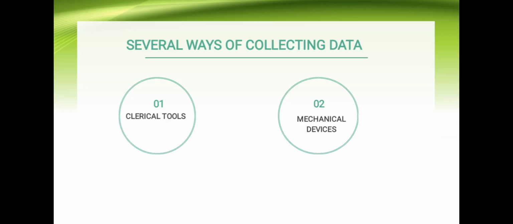So for the next slide are the several ways on how to collect data. There are two ways in collecting data. First is the clerical tools and the second is the mechanical devices. These are the main methods used for collecting data. Each method has its own use depending on what you want to know. Some are simple while others need tools.